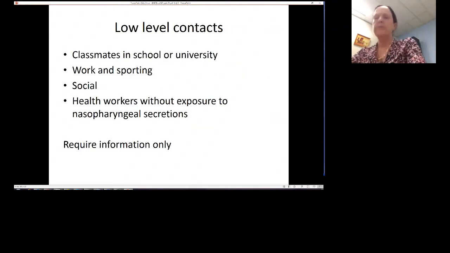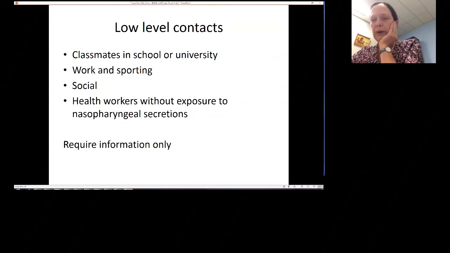So low-level contacts. These are classmates in primary school, high school, or university. They might be work colleagues, sporting team members, social groups, people at parties and other places, and healthcare workers who haven't had unprotected exposure to nasopharyngeal secretions. Now, because these people are all potentially contacts of the source contact who gave the infection to the case, they are at risk of developing meningococcal disease. They're not given clearance antibiotics because they're not suspected to be carriers, but they are at an increased above-normal risk of developing meningococcal disease in the coming days or weeks.